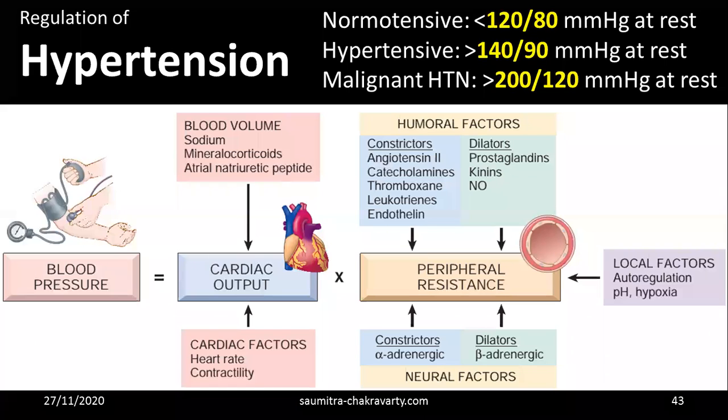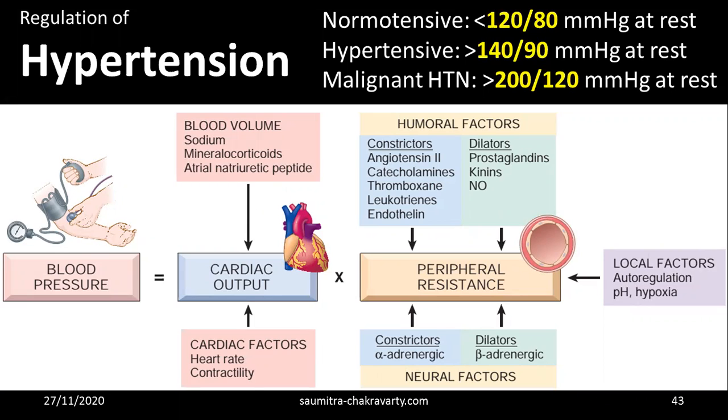Now there is another topic left. I'll try to be as quick as possible about this. This is hypertension. You all know that normotensive is regarded when at rest it is less than 120 by 80 millimeter of mercury. Hypertensive is mostly regarded when it's above 140 by 90, and malignant hypertension is regarded when it's 200 by 120 and continues persistently for about a year or two or even more. It's called malignant because this can kill the person instantaneously, anytime.